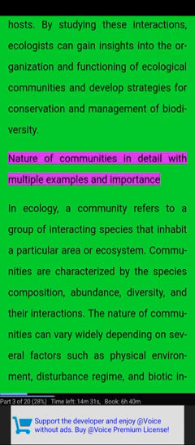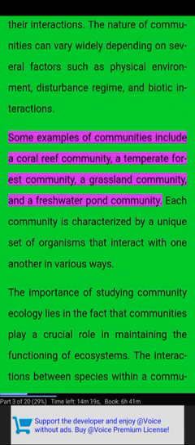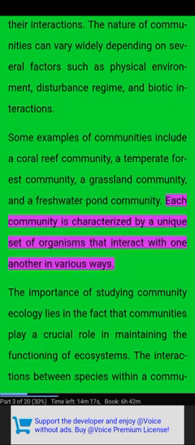Nature of communities, in detail with multiple examples and importance. In ecology, a community refers to a group of interacting species that inhabit a particular area or ecosystem. Communities are characterized by the species composition, abundance, diversity, and their interactions. The nature of communities can vary widely depending on several factors such as physical environment, disturbance regime, and biotic interactions. Some examples of communities include a coral reef community, a temperate forest community, a grassland community, and a freshwater pond community. Each community is characterized by a unique set of organisms that interact with one another in various ways.